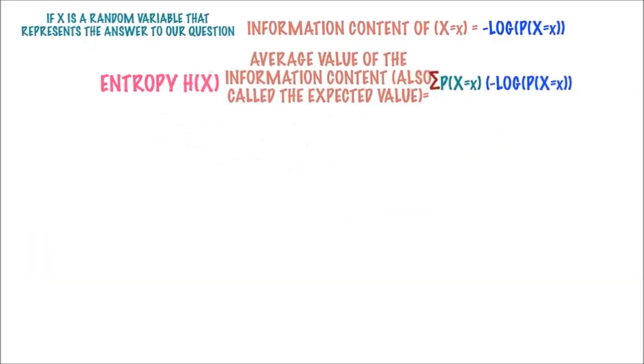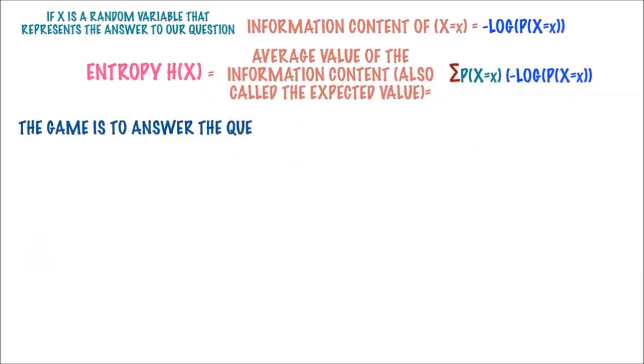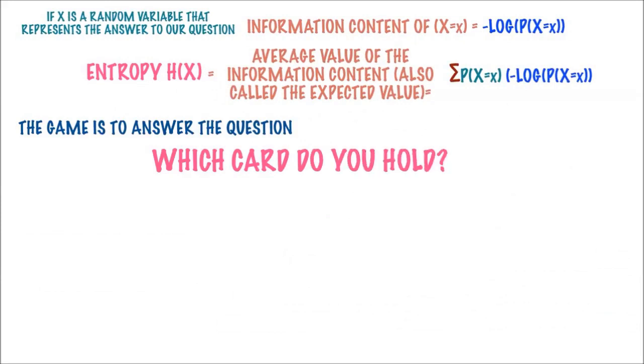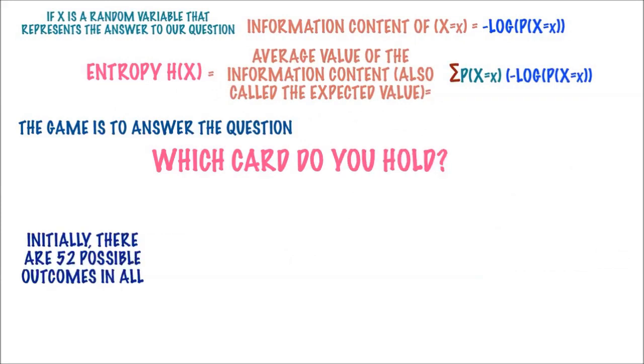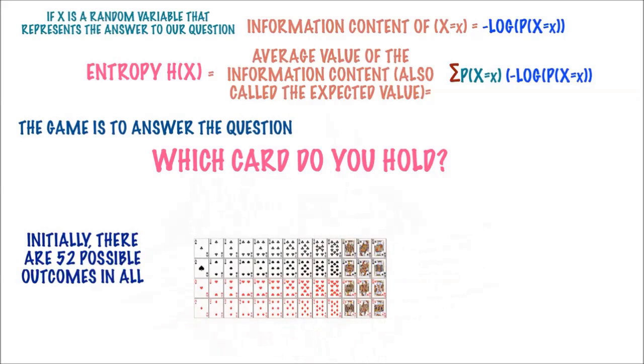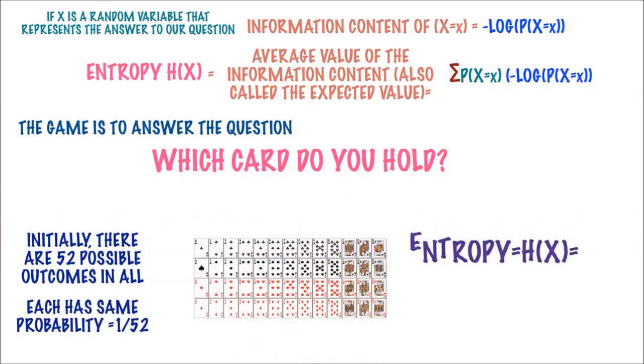Let's now go back to the example where we were playing a game. The game is to answer the question, which card does your opponent hold? Initially, there are 52 possible outcomes in all, and each has the same probability, 1 by 52. The entropy at this point is very high. There are 52 possible choices for the question, which card do you hold, and all of them have equal probability. This is exactly the definition of entropy being high.